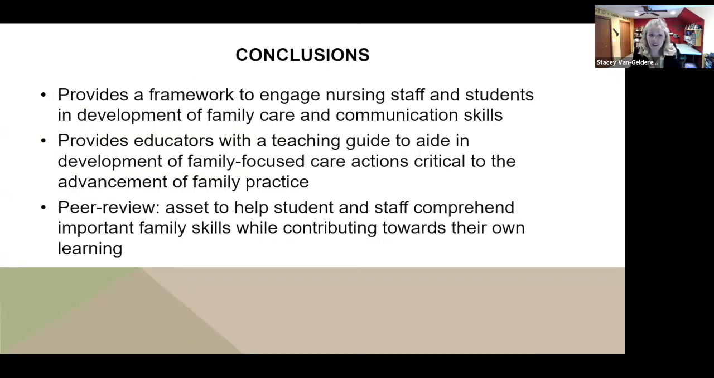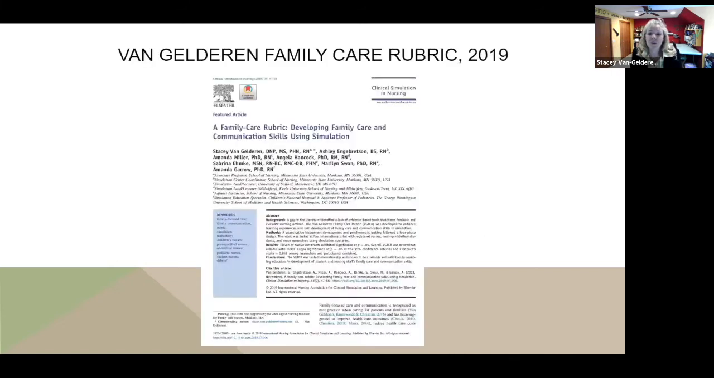So to conclude, the rubric has really provided a great framework for engaging nursing and midwifery staff and students in developing communication and family skills. It continues to provide educators a teaching guide to aid in development of those skills for family nursing practice. We found that the rubric itself was a valuable asset, used from both peer review and researcher perspectives, to help them learn those essential skills.